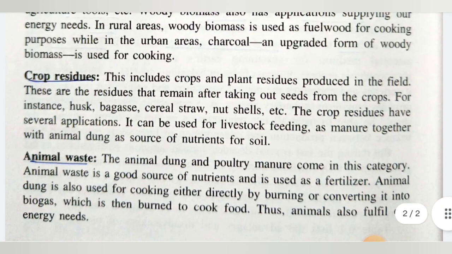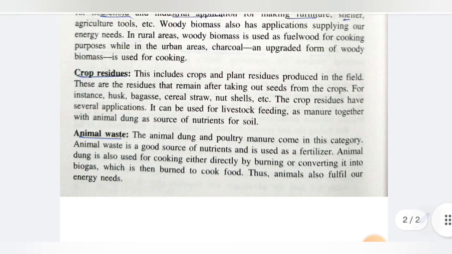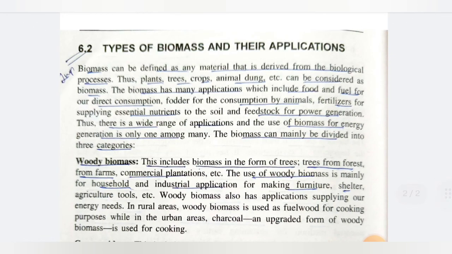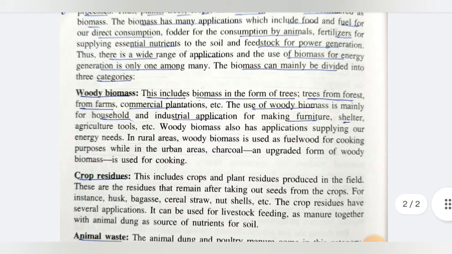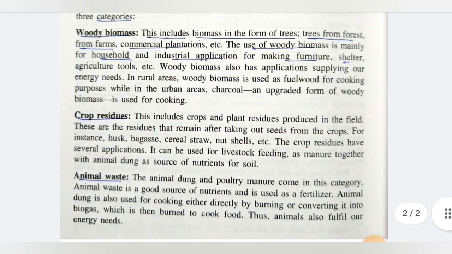All of you understand? So those are the three types of biomass. First one we have seen woody biomass, second one we have seen crop residues, and third biomass we have seen the animal waste. So those three biomass we have seen and their application also we have seen. So in today's lecture we have seen what is the biomass and which are the types of biomass, along with their application. So today we will stop here for today's lecture, and next point we will continue in the next lecture. Okay, thank you friends.